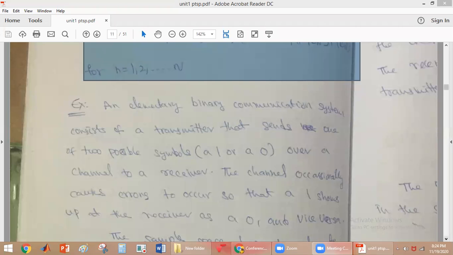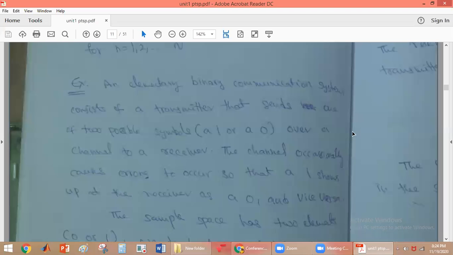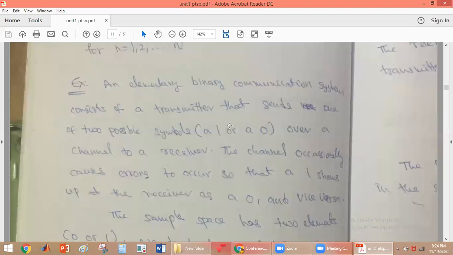So now we'll see this problem here. Here we have a binary communication system. Through this system we are transmitting two symbols, that is symbol 1 and symbol 0, over this system to the receiver.